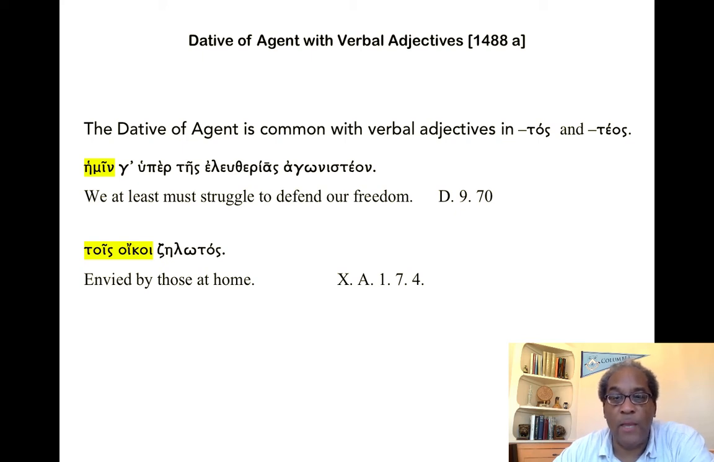Tes eleuterias. Or from Xenophon, envied by those at home. Tois oikoi delotos. And here we see the substantivo power of tois, because it's followed by oikoi, the locative. By those at home, delotos. He's envied by those at home.